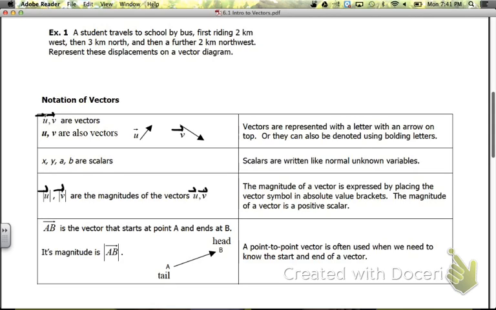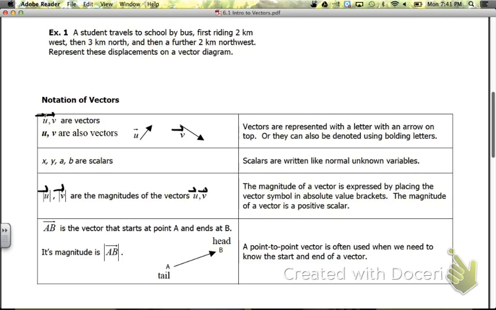So let's look at an example here. A student travels to school by bus, first riding 2 kilometers west, then 3 kilometers north, and then a further 2 kilometers northwest. Represent these displacements on a vector diagram. You can go ahead and try that out. We will take it up in class.